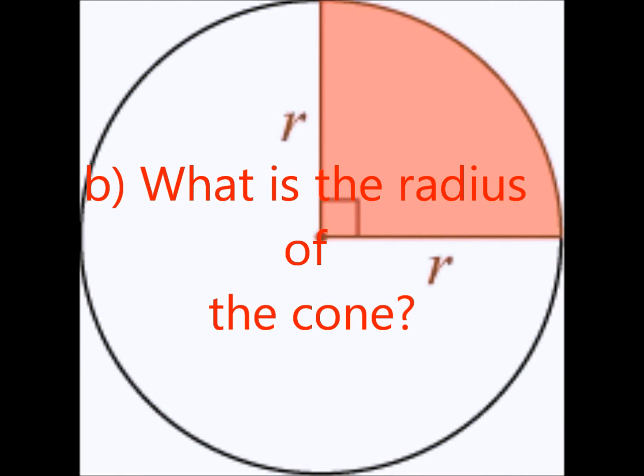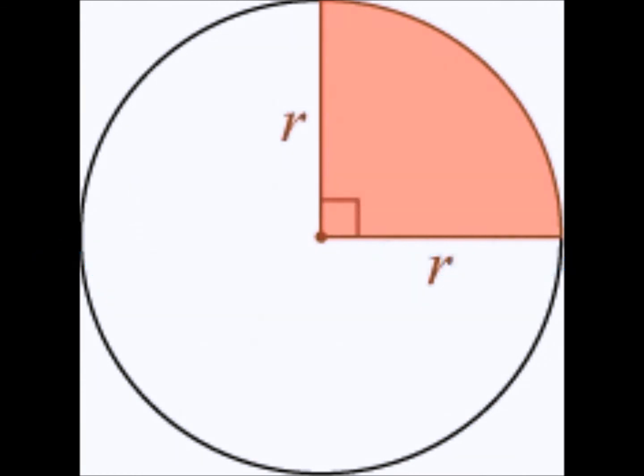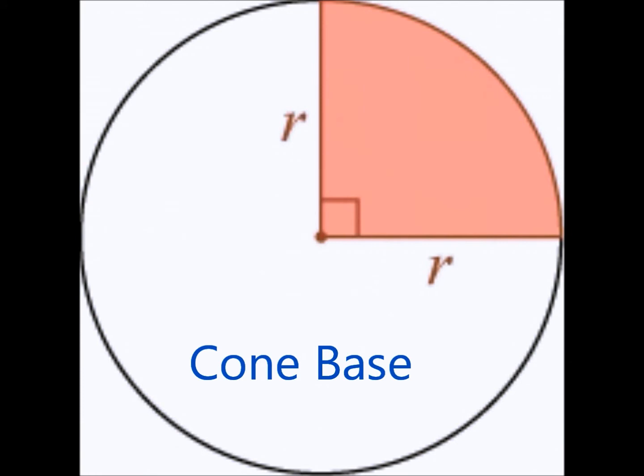What is the radius of the cone? To solve this question, we must first find the circumference of the base of the cone. Of course, we realize that this will not be the circumference of the original circle, because a part of it has been cut off as a sector. To find the circumference, we must calculate how much of the original circumference is in the cone's circumference.